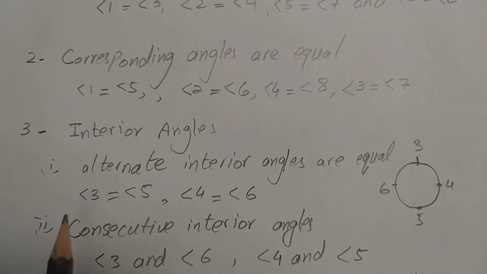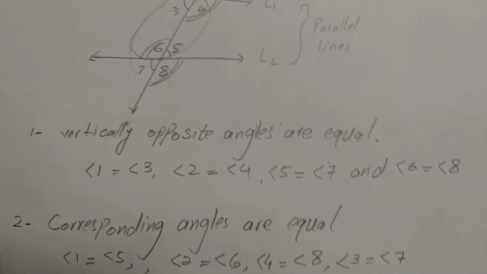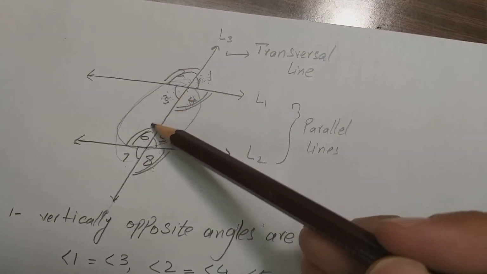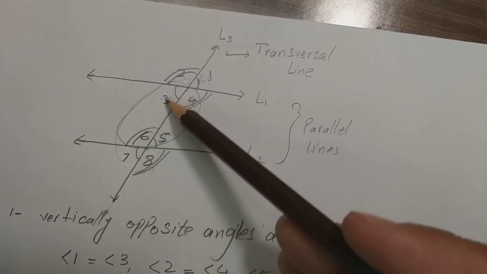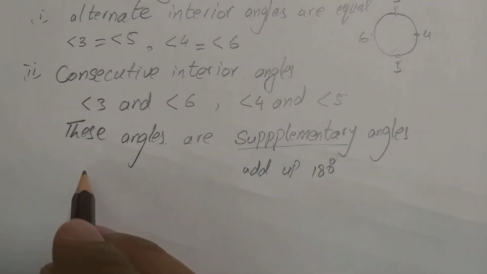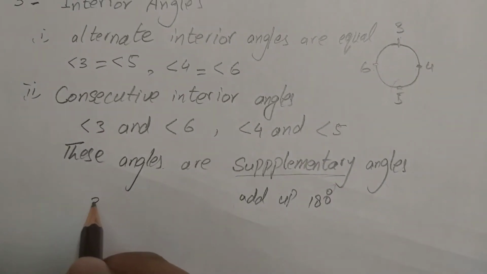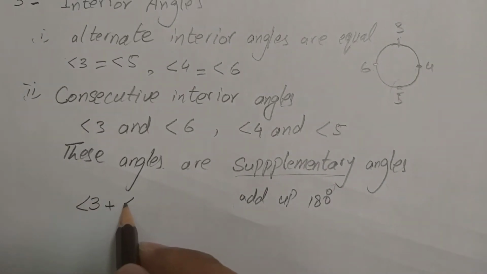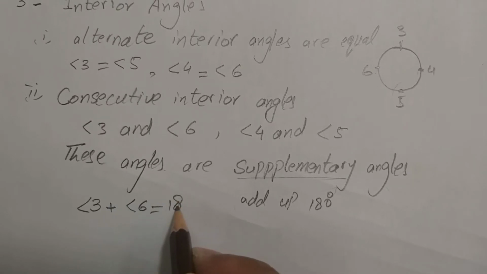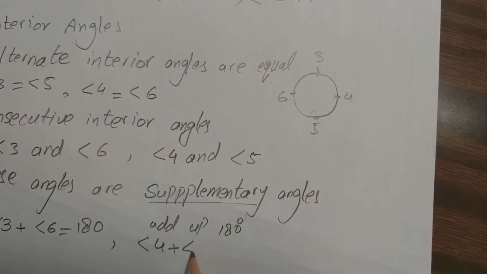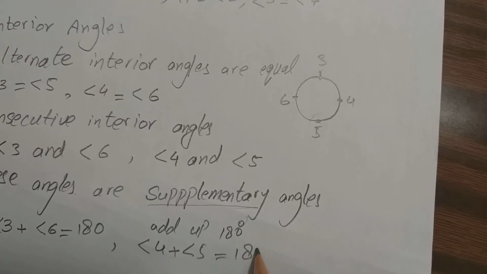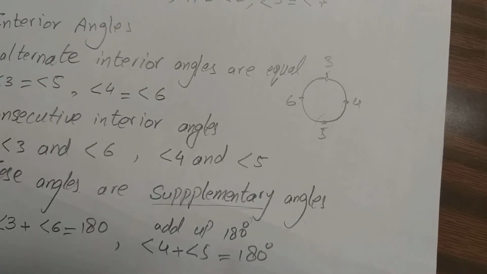So as we know, if you observe here, they are the consecutive angles. If we add them, they are also supplementary because they are inside, on the same side. So we say they add up to 180. And the same, if we add 4 and 5, it gives us 180.